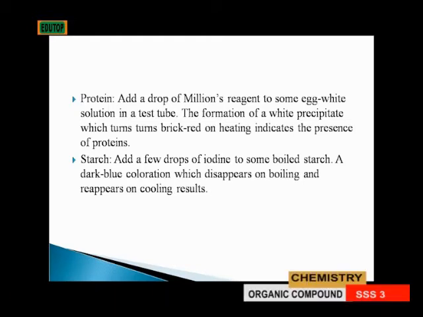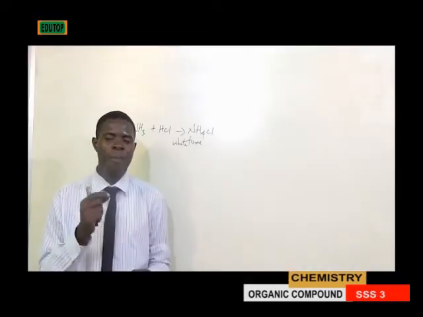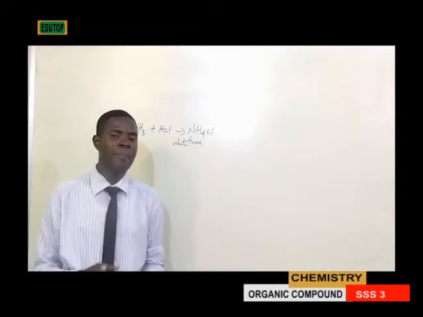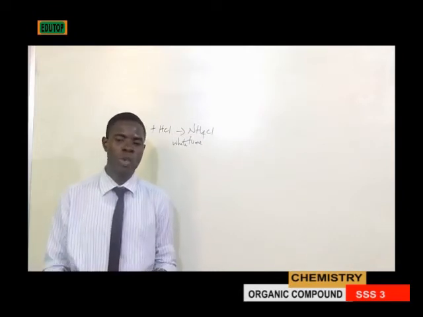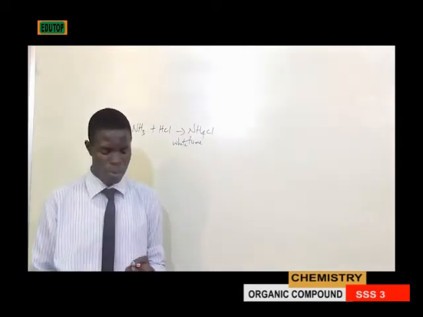Starch. How can starch be tested for? Add a few drops of iodine to some boiled starch. A blue or dark blue coloration results, which disappears on boiling and reappears on cooling.